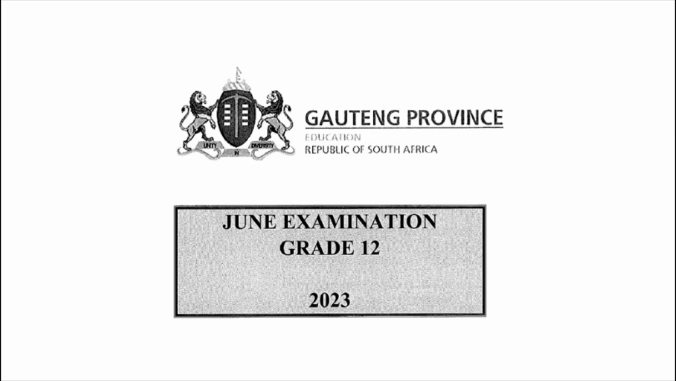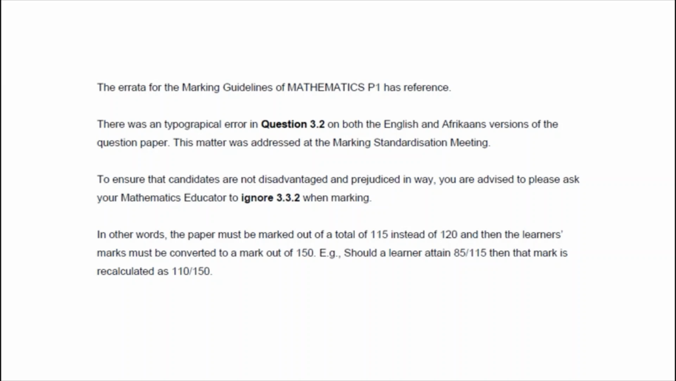Today we are continuing with question 2 and 3, which is sequence and series. And just before we start, I would like to make you aware of the fact that last year's June exam had an errata. So there was a mistake on the paper, actually a typing error in question 3.2. So we're going to ignore that question, and the question paper was marked out of 150 instead of 120. So without waste of time, let's just go straight to the questions.